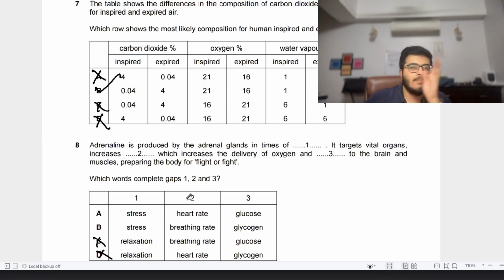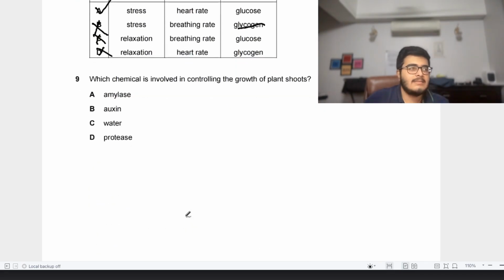So, okay, we are jumping directly to the breathing rate, but then breathing rate is increased because heart rate is increased. So the first cause of the breathing rate is heart rate. So we are going to go to the roots of the problem causing the thing. Then not glycogen. Glycogen is a complex molecule. However, glucose is the correct answer. So question 8, the correct answer is A part.